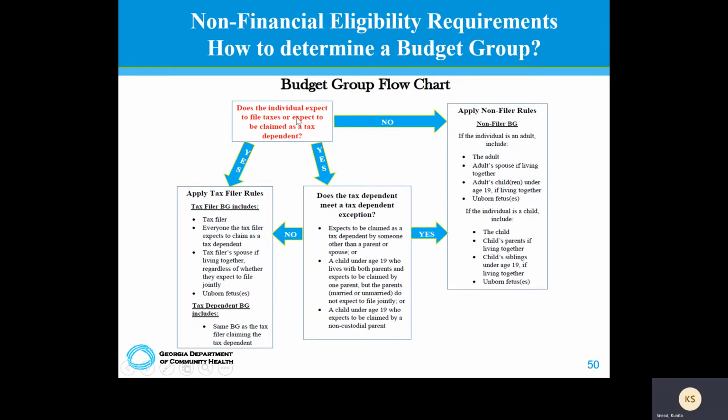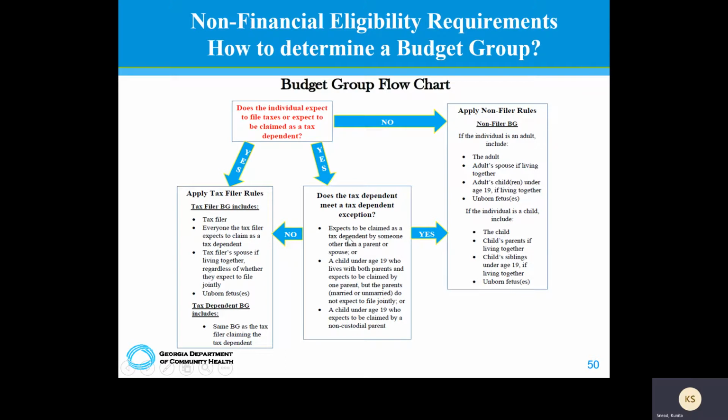If you go back to that question and the individual says, okay, well, someone is claiming me as a tax dependent, then you're going to follow this second arrow that says yes, and it is pointing to this middle box that says, does the tax dependent meet a tax dependent exception? So that's what I was telling you about when we were going through the eligibility criteria. It said exception per ACA. This is where this comes into play. So there are 3 exceptions that you're going to have to go through to see if that tax dependent meets one of these exceptions. And it's going to tell you whether you need to apply tax filer rules right here or non-tax filer rules.